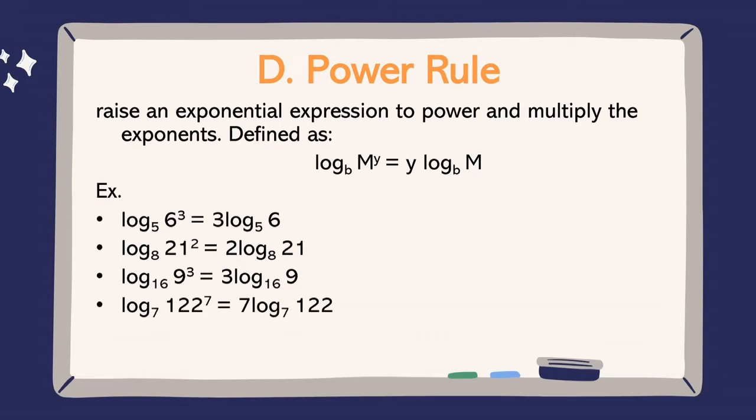The logarithm of 122 to the power of 7 to the base of 7 is equal to 7 times the logarithm of 122 to the base of 7. The logarithm of 44 raised to the power of 6 to the base of 6 is equal to 6 times the logarithm of 44 to the base of 6.